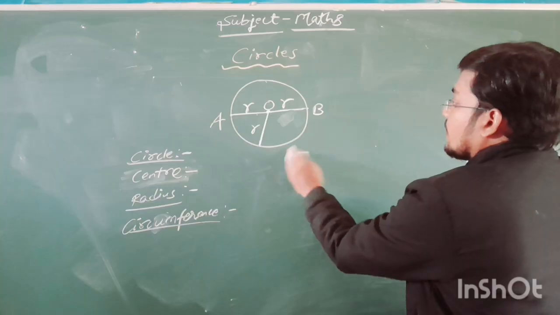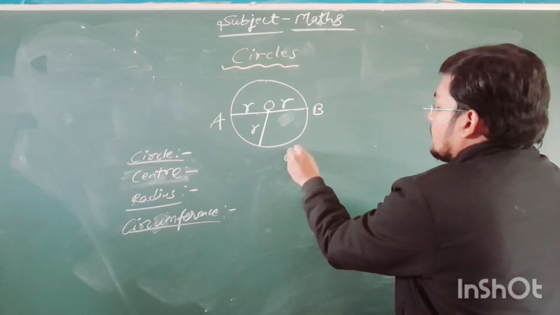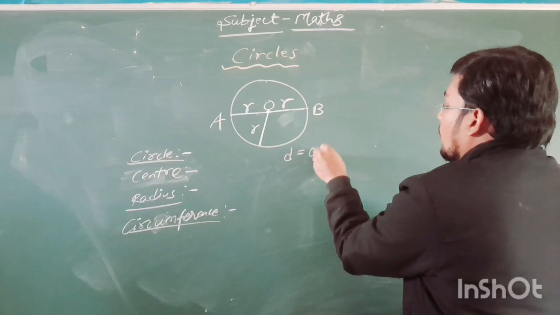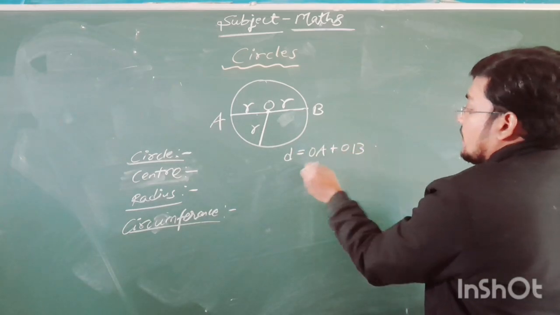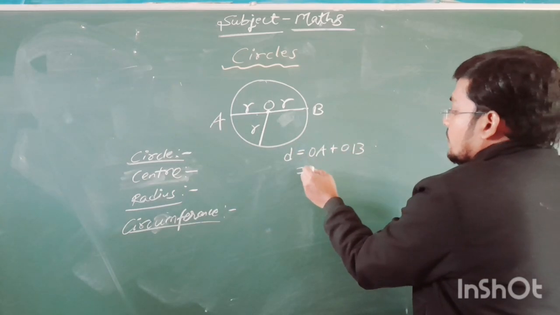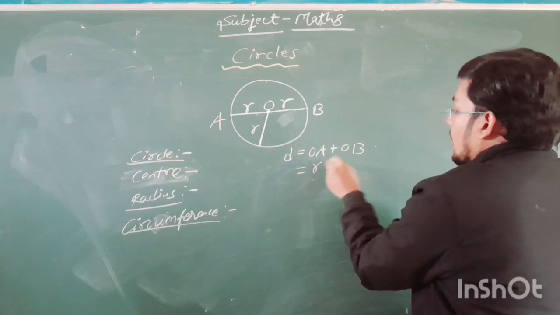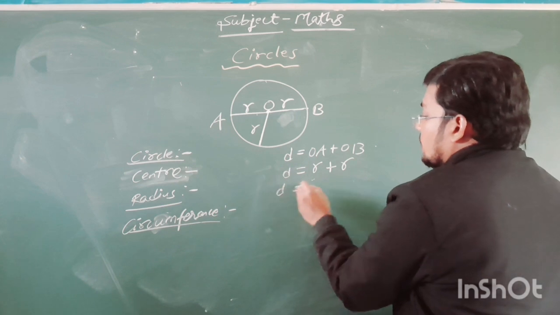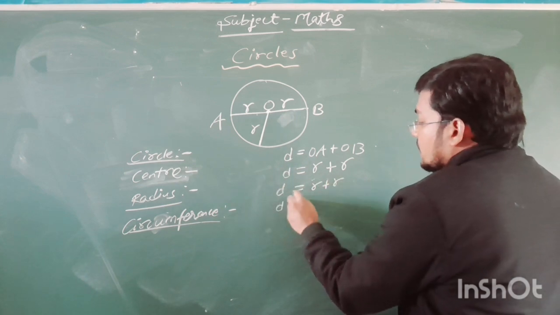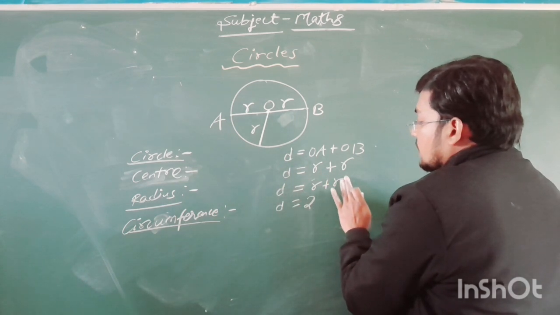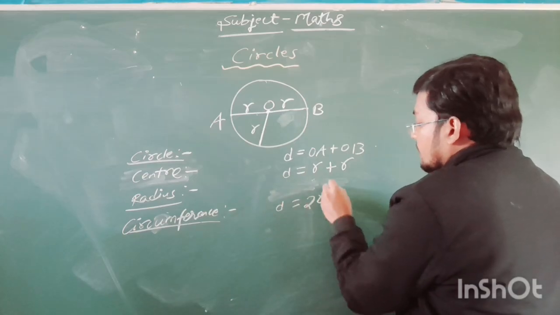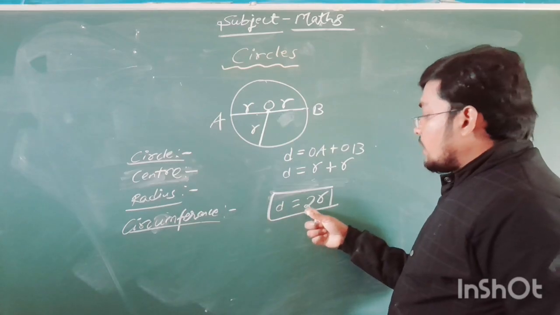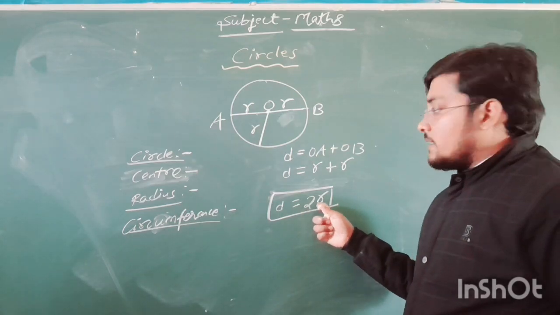And D, which is the diameter of the circle, is equal to OA plus OB. OA is the radius of the circle, and OB is also a radius of the circle. So D is equal to R plus R, which is 2R. Diameter of the circle is equal to 2 times its radius.